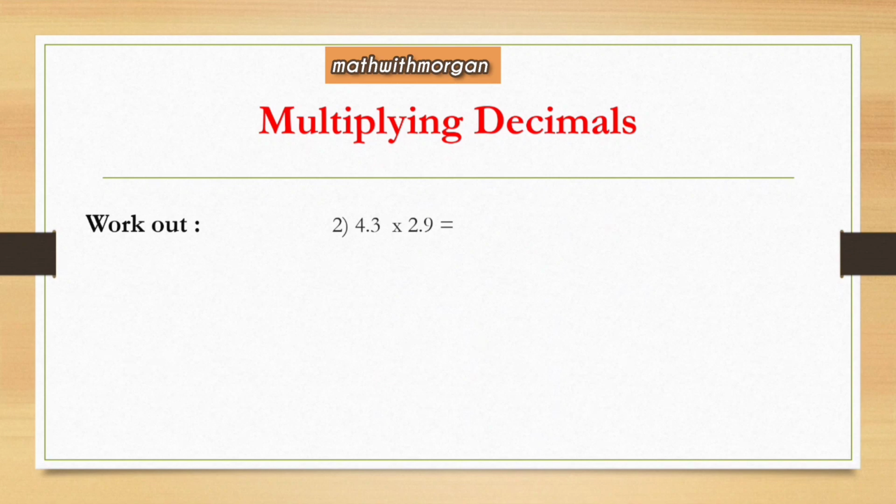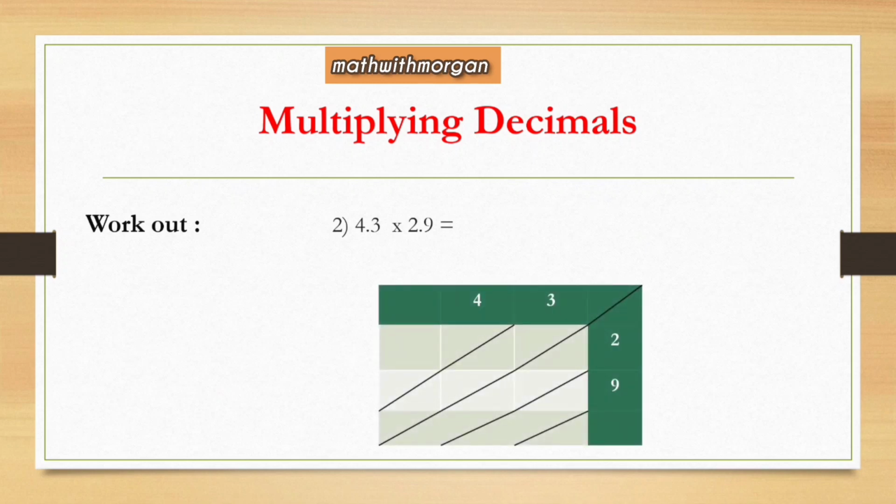Example 2 says 4.3 times 2.9. So we go ahead again and put 43 and 29 in our lattice. And then we start multiplying each of the numbers. So 4 times 2 is 08. 3 times 2 is 06. 4 times 9 is 36, pardon me. And then 3 times 9 is 27.